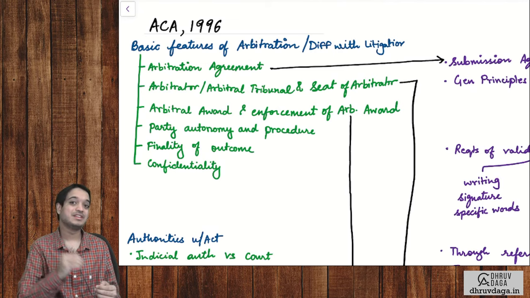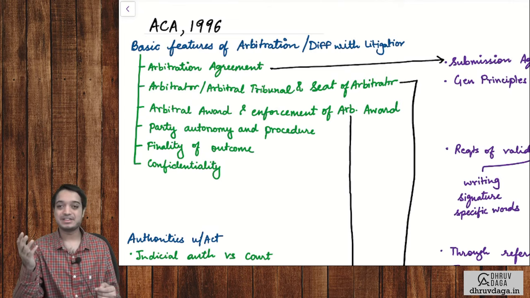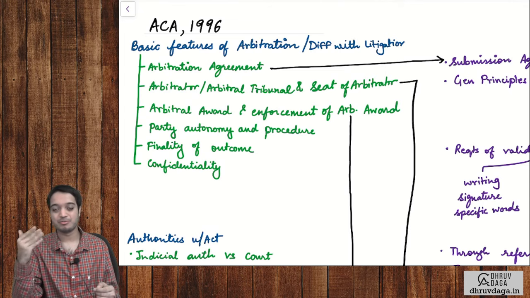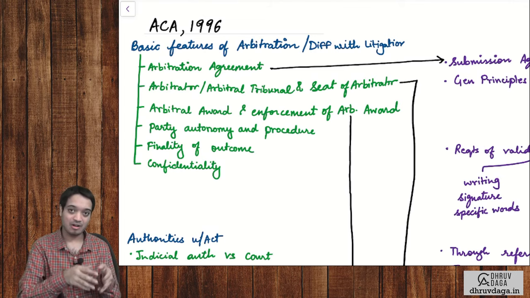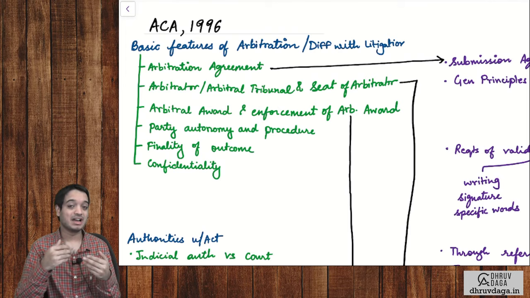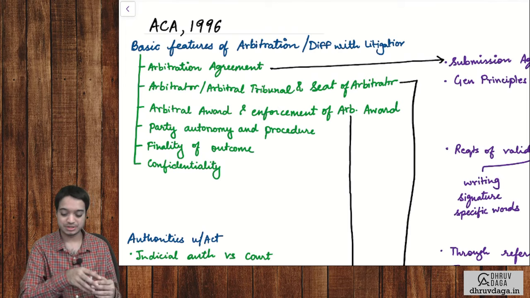Then the last one is finality of outcome. In litigation, we see there are a lot of appeals which can happen. After the district court, it can go to the high court, supreme court, and so on. However, for arbitration, the award is final. It can be challenged on only a very select few grounds.